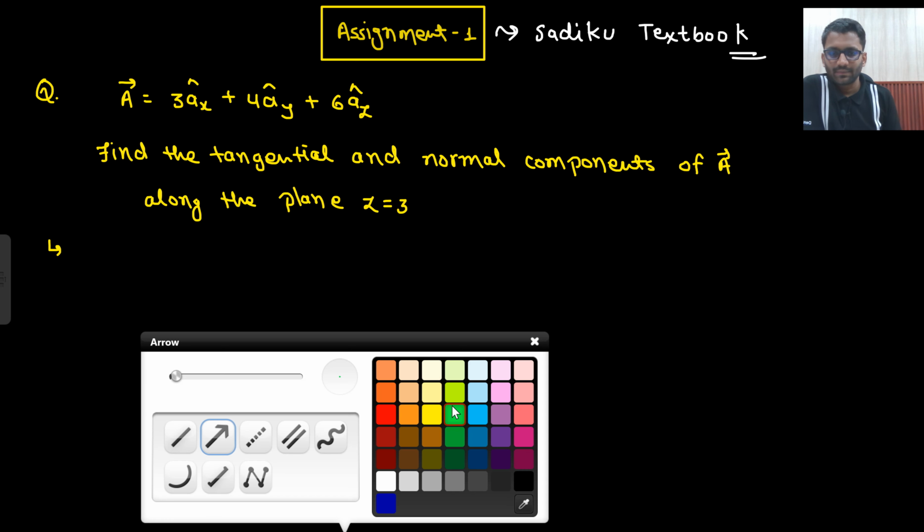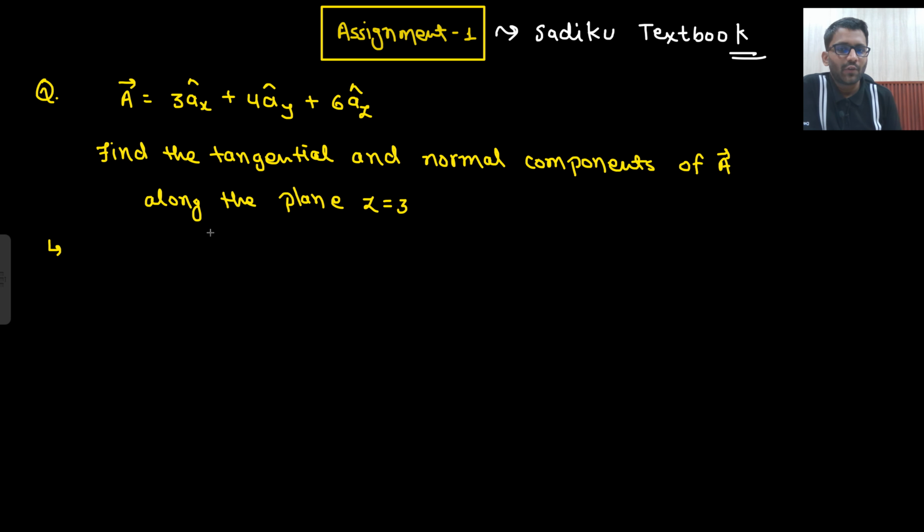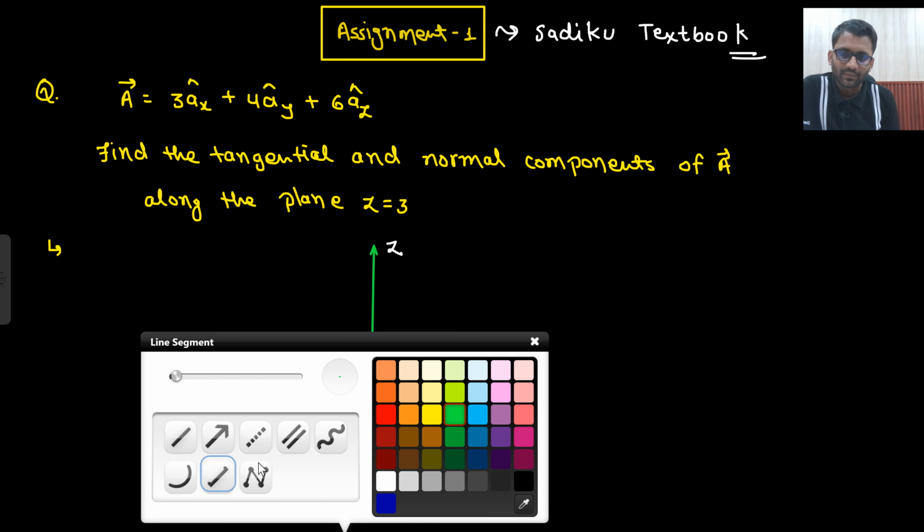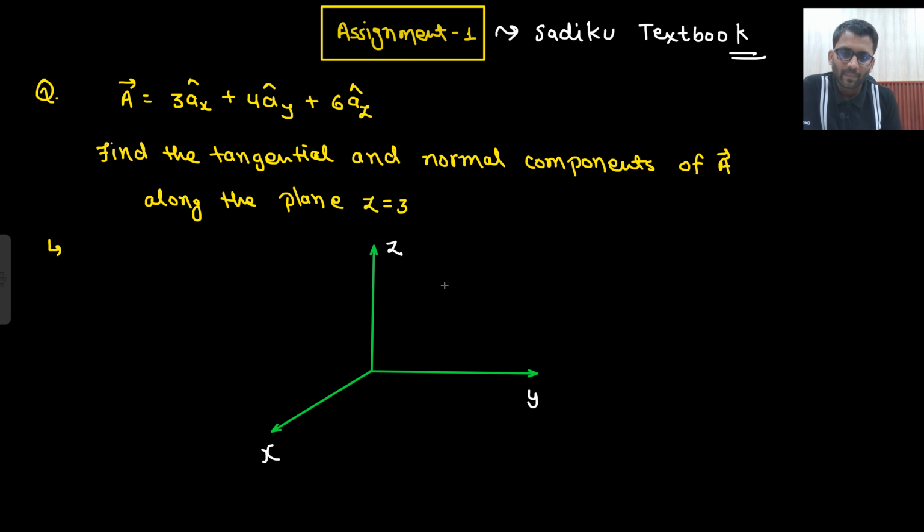Yeah, so let's start the first one. Vector A is given, you need to find the tangential and normal component of vector A along the plane z equals to 3. So just let's make the z equals to 3 plane. This will be my z equals to 3 plane. This is x, y and z. So z equals to 3 plane I need to make. So this we have already seen how it is z equals to 3. With respect to different xy value, z will be always constant, that is z equals to 3. So this will be your z equals to 3 plane, right?